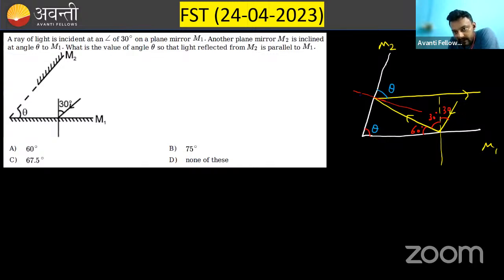I'm doing nothing. This red line is the normal, out of which some angle is theta, so the remaining angle is 90 minus theta. Similarly, using laws of reflection, this is also 90 minus theta, so this will be what? Theta. This will be what? Theta. So in the triangle, there are two angles, theta, theta, and 60. Total is 180 degrees. So you can say 2 theta plus 60 is equal to 180. So theta is equal to 60 degrees.